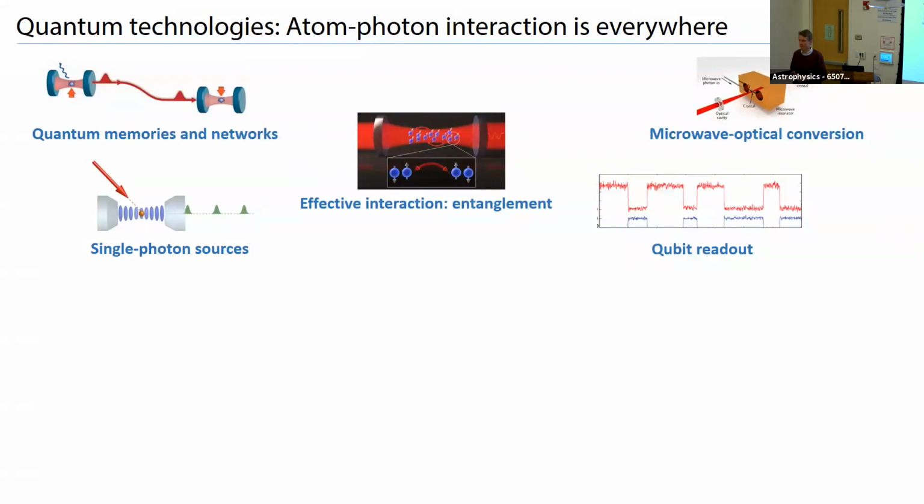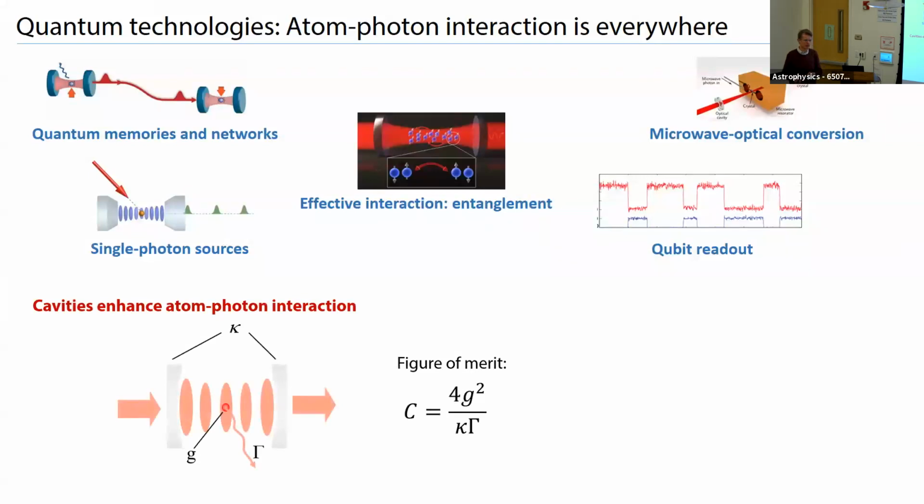Just because atom-photon interaction is everywhere in quantum technology, as you know, and it's never strong enough. So whether it's for quantum memories or qubit detection, you always want a strong interaction at the level of single atoms and single photons, and that means you want to concentrate your field and get the most information out of the photons that have interacted with your material qubits.